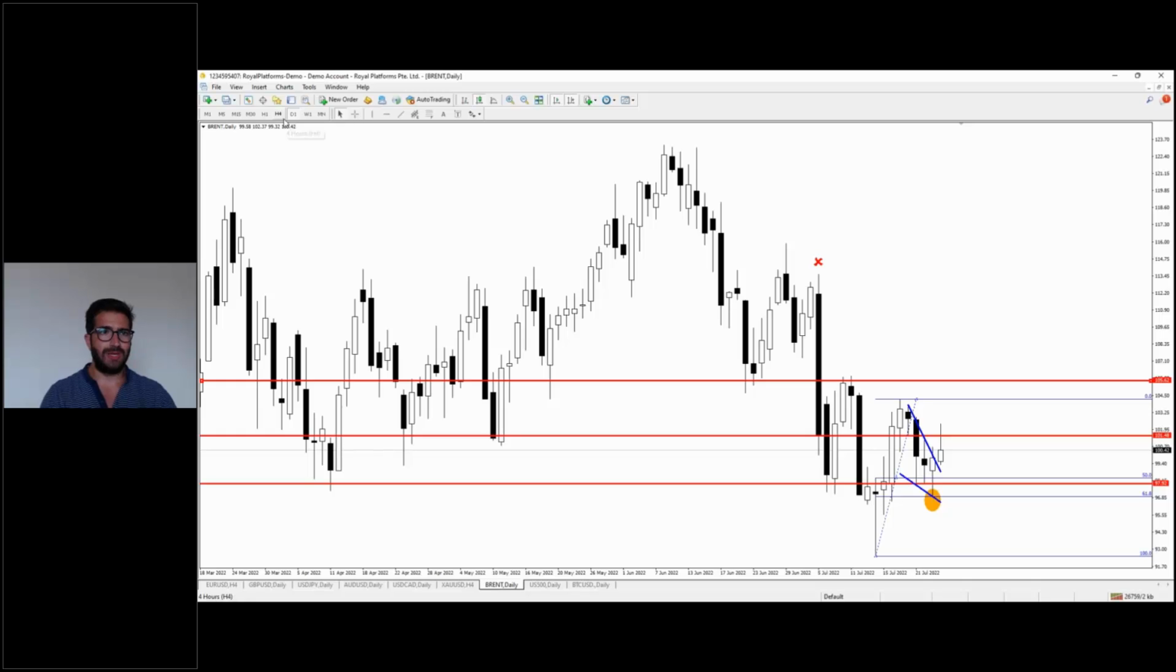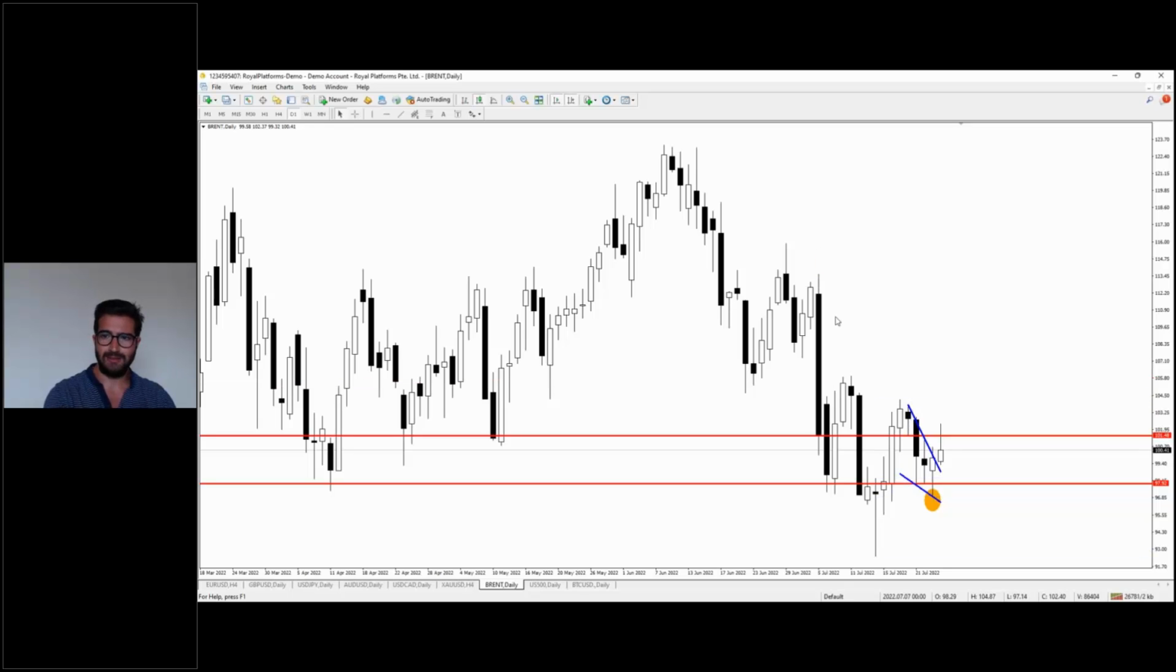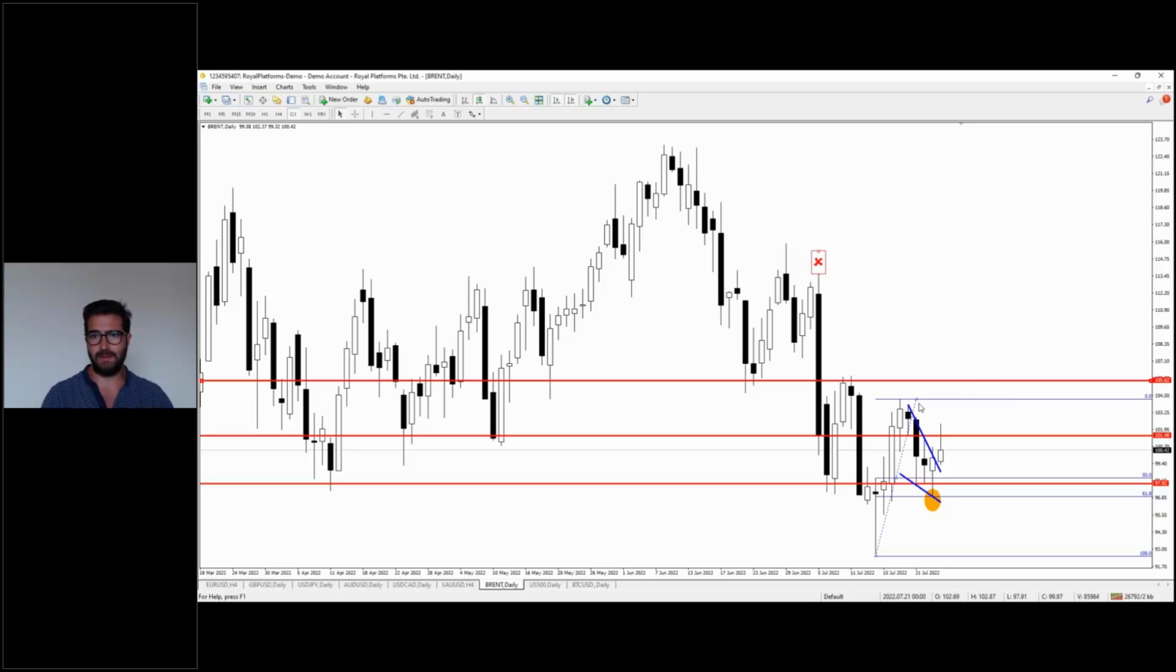US oil, UK Brent oil. UK Brent oil, if we look at the higher time frame, the market is still in a clear downward trend. We have lower high, lower high, lower high, and this might be a lower high, but we're not sure yet because this is the current bar. But the good thing here, we have seen lower highs, so this might be an indication of a reversal. However, we need to see a close above the 101.